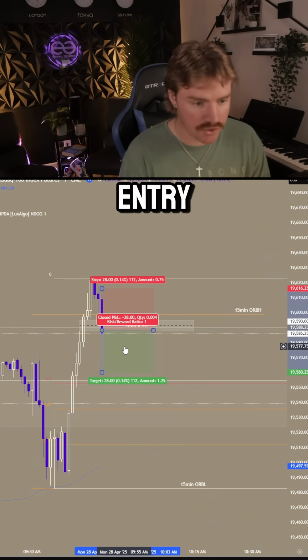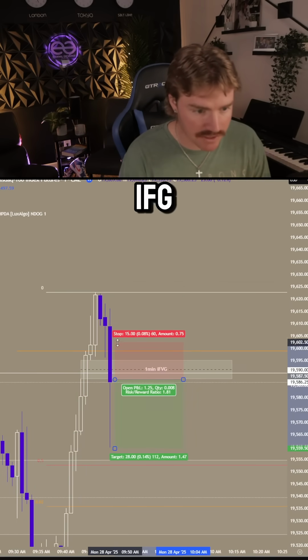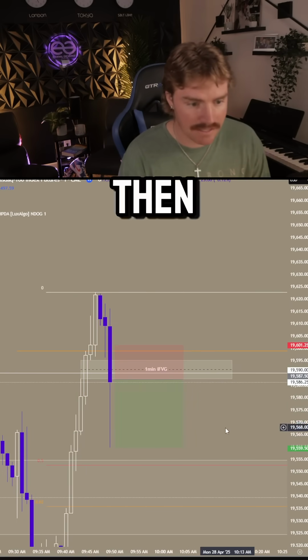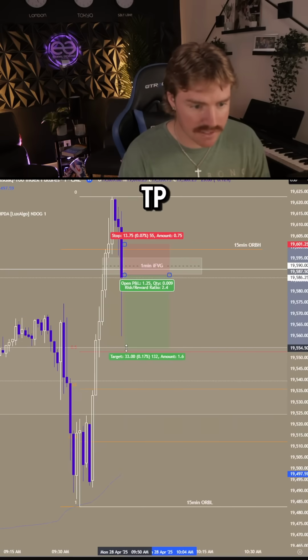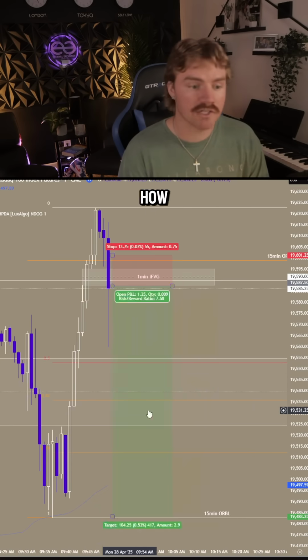So now I put my entry once we test that IFVG. I'm going to keep my stop above the wick of the IFVG, so pretty light risk here. And then I'm going to be targeting the 50% for a first TP and then the 15-minute ORB low for a full TP. So watch how this one plays out.